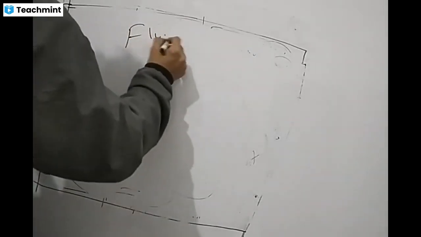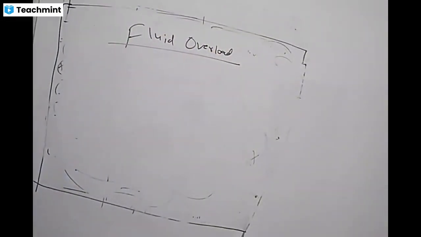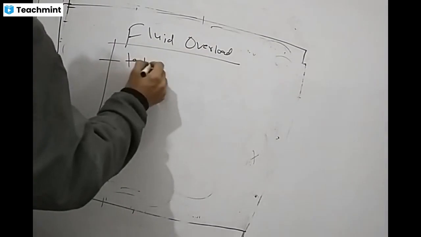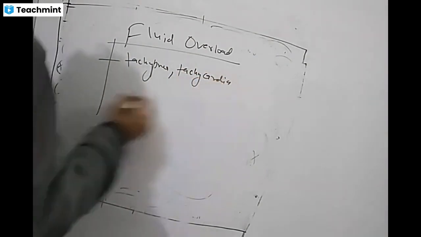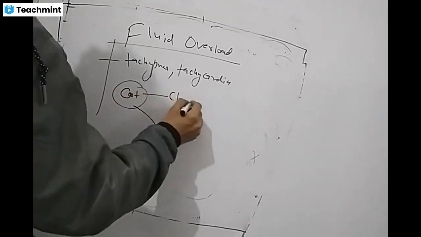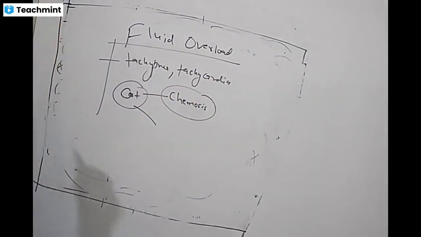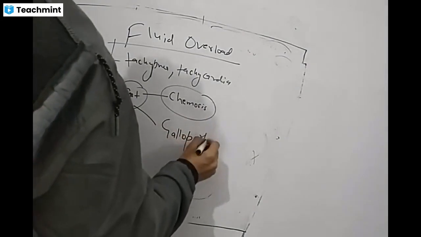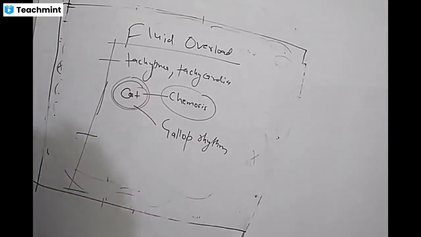The last topic of fluid therapy is the fluid overload. There are some clinical signs in case of fluid overload, and these signs are tachypnea, tachycardia. In case of cat, remember two special signs. One is chemosis, that is the conjunctiva swollen, filled with the fluid, chemosis, and second is the gallop rhythm. These two signs in cat fluid overload.